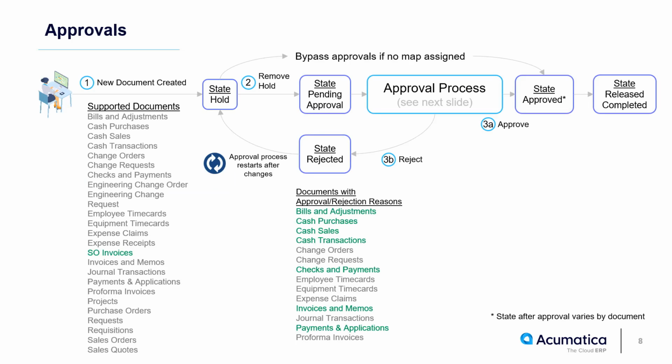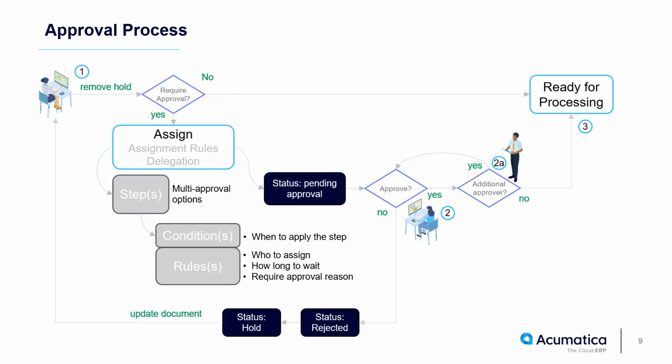Approvals allow you to control document changes and record acceptance details. In 24 R1, we added sales order invoices to the list of documents that could be approved. We also added approval and rejection reasons to financial documents, which you see highlighted in green.